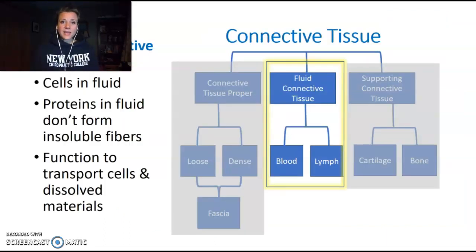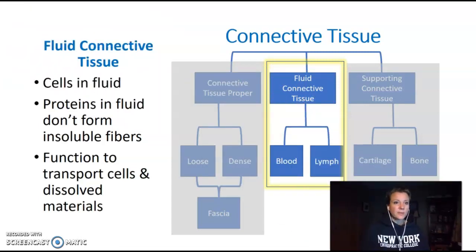Okay, so that does it for connective tissue proper. Let's move on to talk a little bit about fluid connective tissue. Let me move myself down here so I'm out of your way. So remember that this is still connective tissue, so it still contains the three components that all connective tissues are going to have: cells, protein fibers, and extracellular matrix. So we have cells that are found in a fluid.